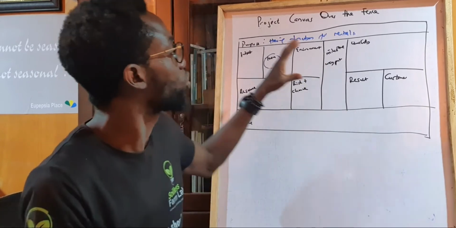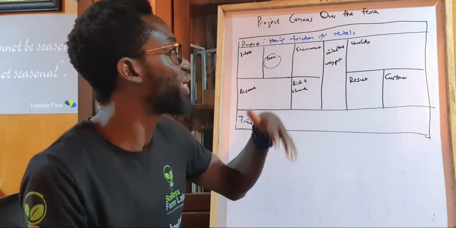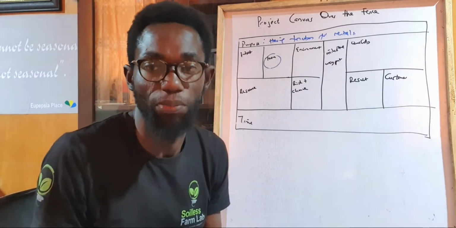I hope this makes sense. So this is the project canvas, or over the fence canvas. Hope this helps. Thank you.